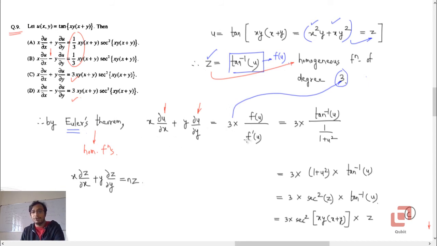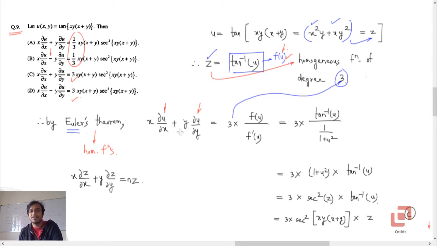It is n into f(u) upon f'(u), provided z is a homogeneous function of x and y, but at the same time it is a function of the new variable u. Only then you can apply the theorem on u. You can refer to any standard textbook, for example B.S. Grewal, to find this deduction as well as more information about Euler's theorem.